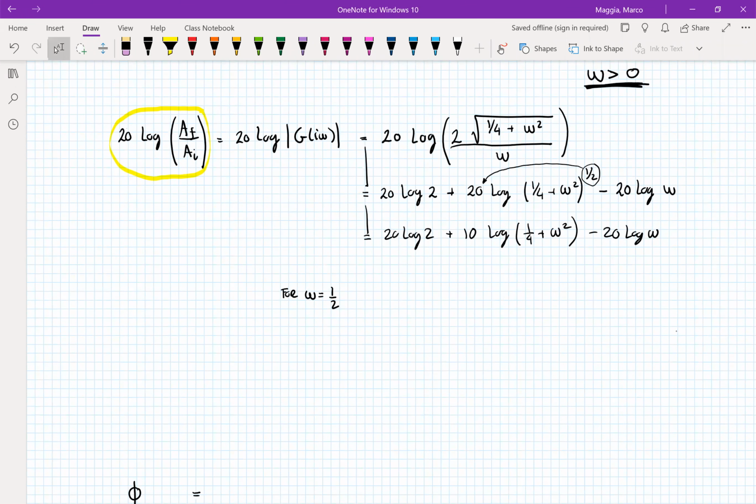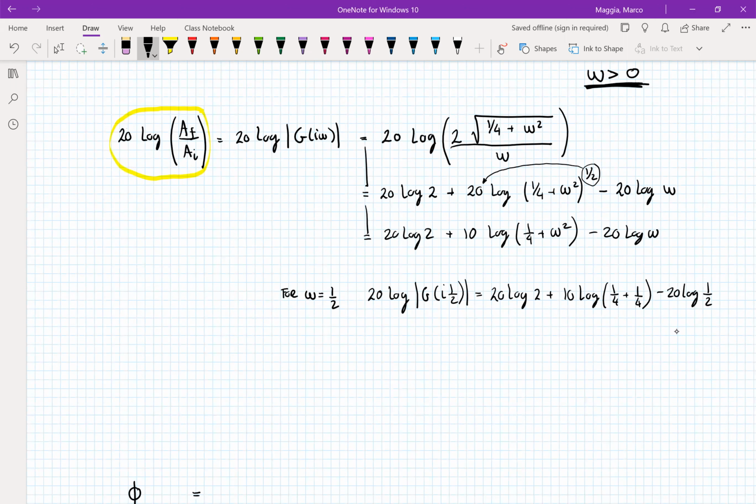However, if we want to retrieve the exact value of the ratio in decibels for omega equals 1/2, all we have to do is just insert 1/2 into this function, and let's check that we indeed find the same value. So 20 logarithm of the magnitude of g evaluated at I 1/2 is equal to 20 logarithm of 2 plus 10 logarithm of 1/4 plus 1/2 squared, so another fourth, minus 20 logarithm of 1/2. So the second and third, no, sorry, my bad.